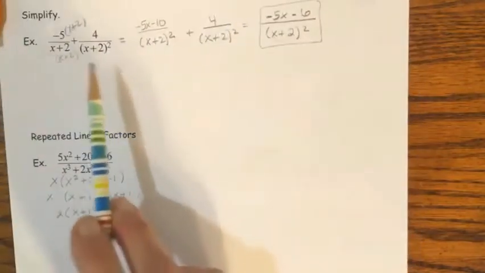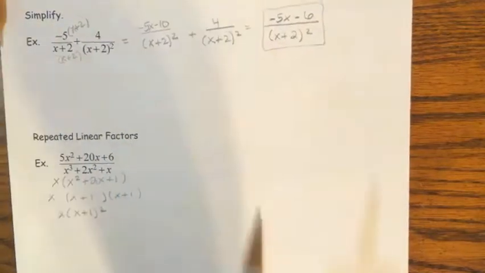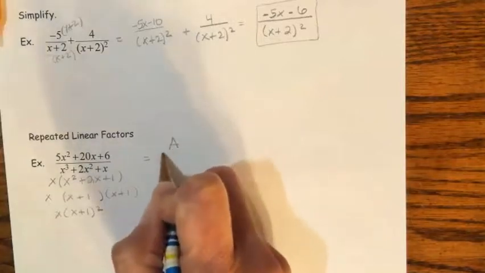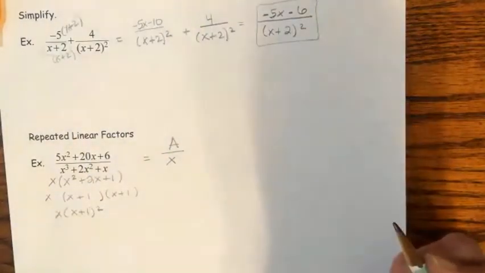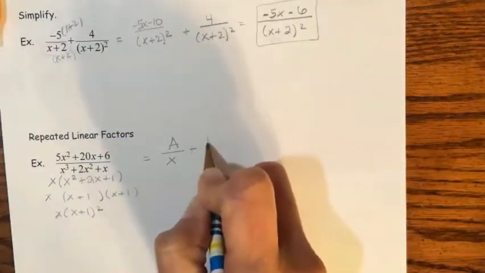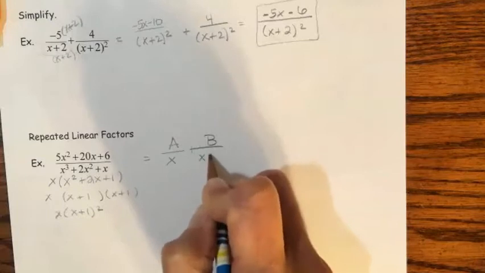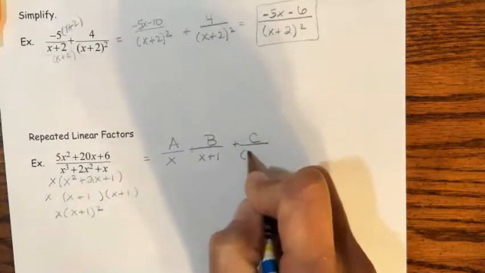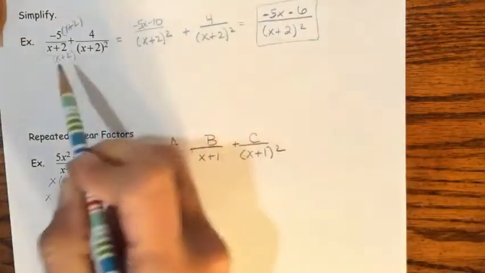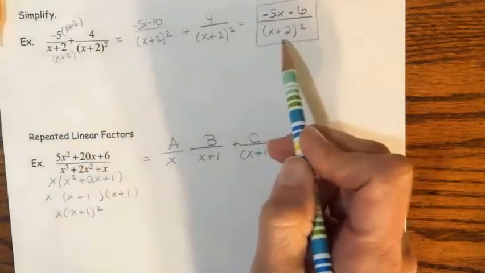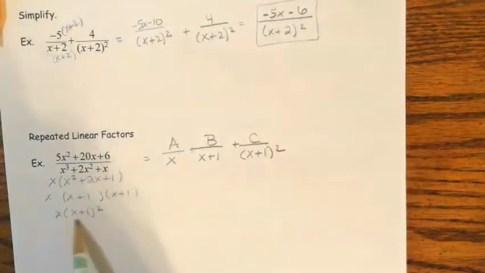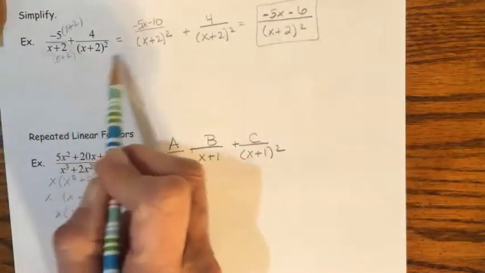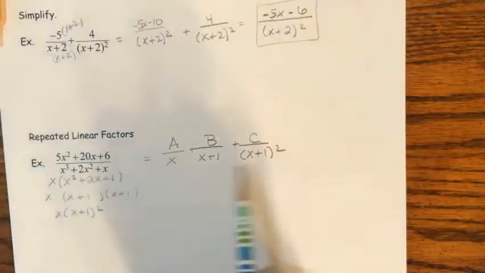So we have to look up here at how we did that with a repeated factor. So the first thing I'm going to do, I have this factor. That's going to go over x plus b over x plus 1. And then I'm going to have c over x plus 1 squared. So it's very similar to what I had here. I'm going backwards. This x plus 2 squared is equivalent to this x plus 1 squared. And you can see how I had to have a denominator of x plus 2 and a denominator of x plus 2 squared. So I'm just going backwards.